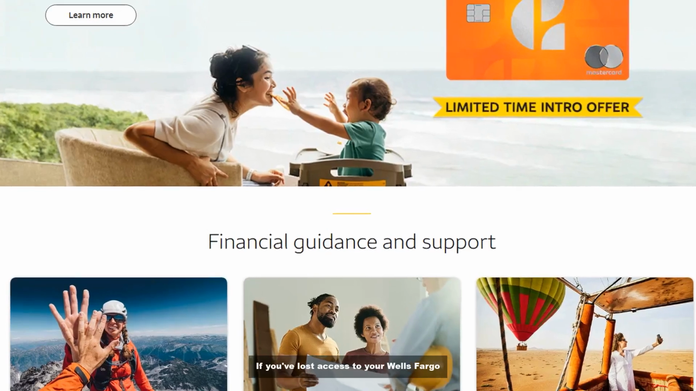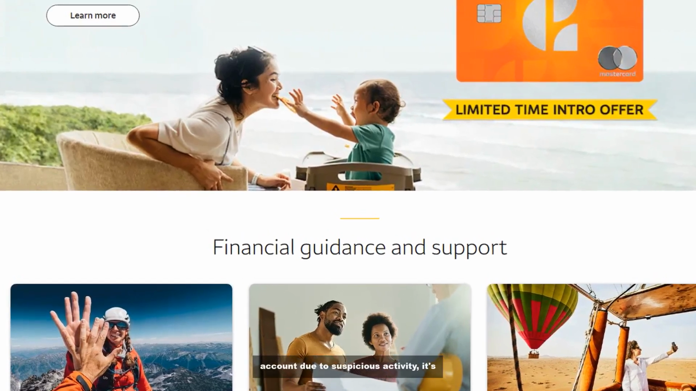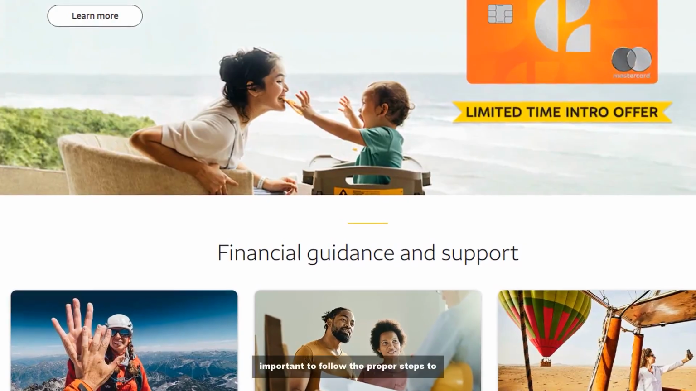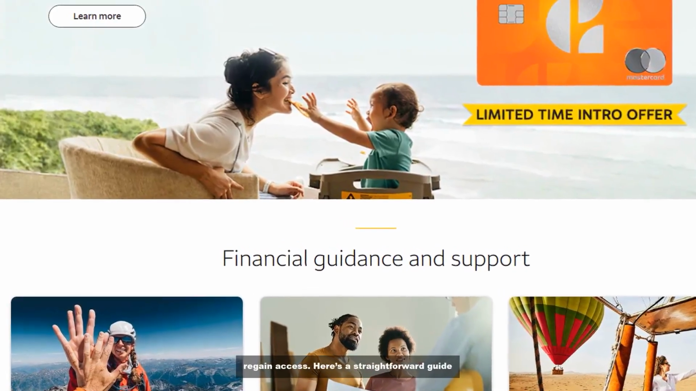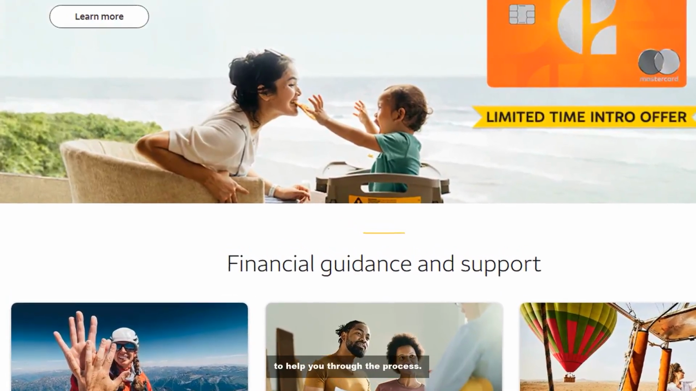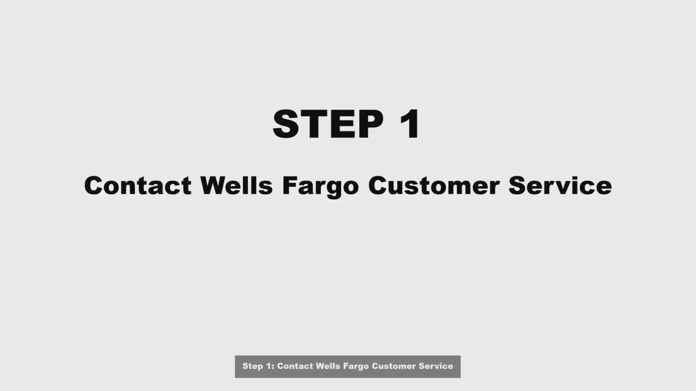If you've lost access to your Wells Fargo account due to suspicious activity, it's important to follow the proper steps to regain access. Here is a straightforward guide to help you through the process. Step 1. Contact Wells Fargo customer service.